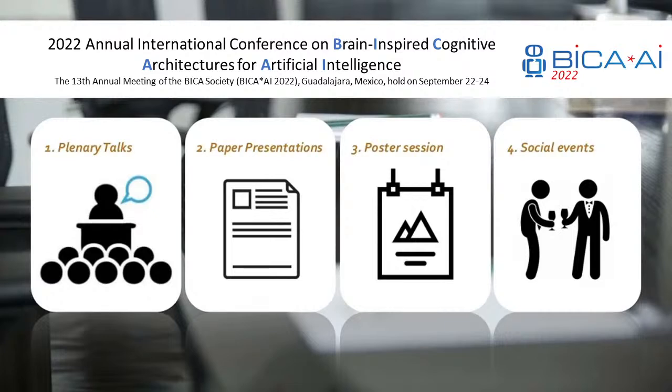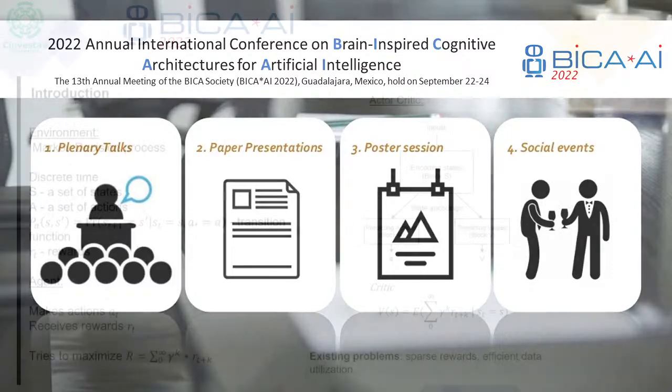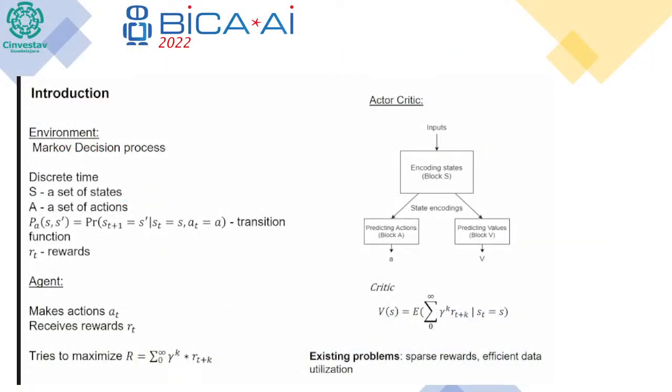The task we were facing is an ordinary reinforcement learning task that can be formulated as an MDP, and we have a discrete time environment. We have states, actions, the rules of transition between states, and external rewards that are given to us by the environment. We have an agent that acts in the environment and tries to maximize the reward.